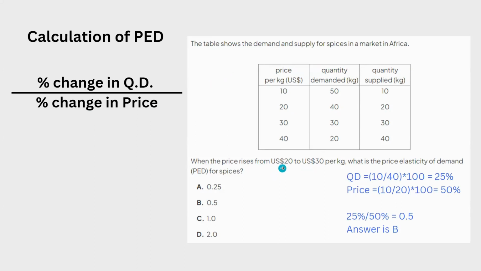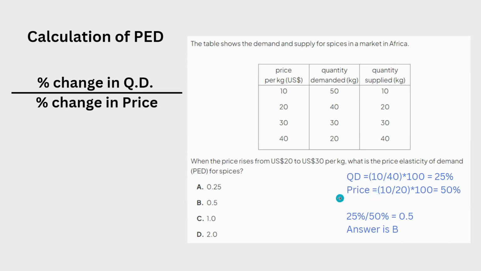So we go from $20 to $30, which is from here to here. And since this is just PED, we'll just look at this column and we won't look here. So our quantity went from 40 to 30. For the percentage change in quantity demanded, we did 10, which is the difference between 40 and 30, divided by 40, which was the initial value, and we multiplied it by 100 to get it into percentage. So 10 divided by 40 times 100 is 25%.